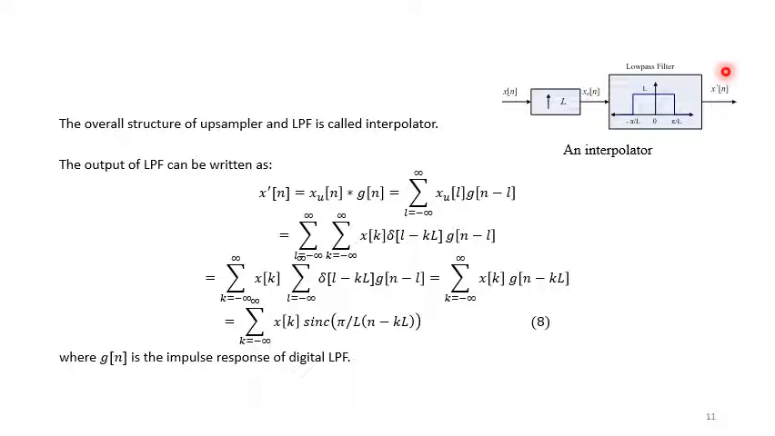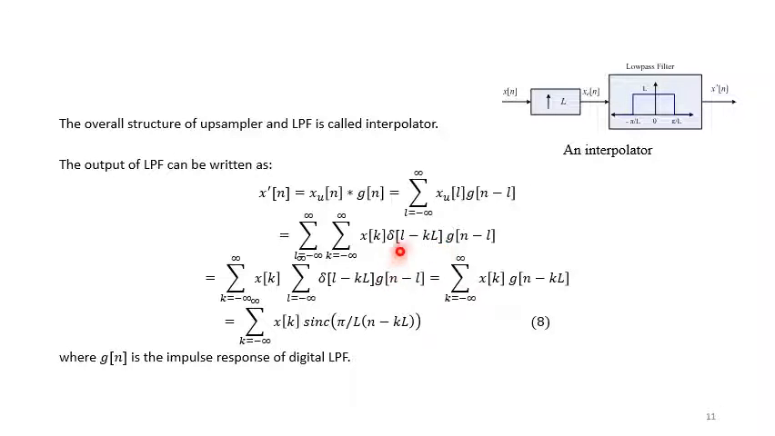So x prime of n, which is the upsampled version of x of n, can be written as the upsampled x_u convolved with the impulse response of this low pass filter, using the convolution sum formula. So we can write x_u of l, and this whole thing. Now x_u of l, as can be seen from the previous slide, is equal to summation k running from minus infinity up to infinity, x of k delta of l minus kL. I think you are familiar with this equation, because we have already done it.